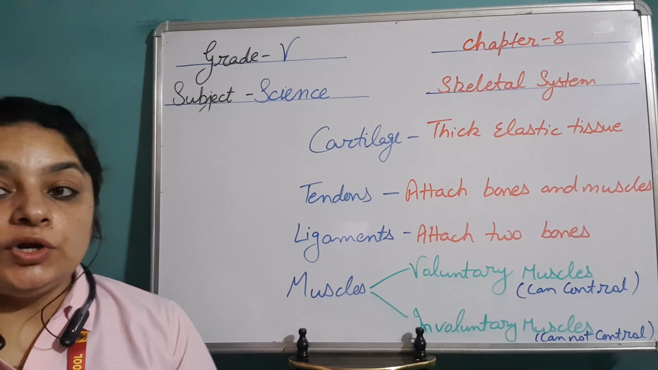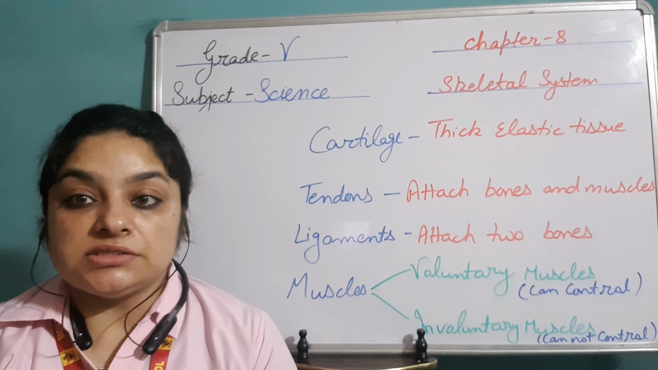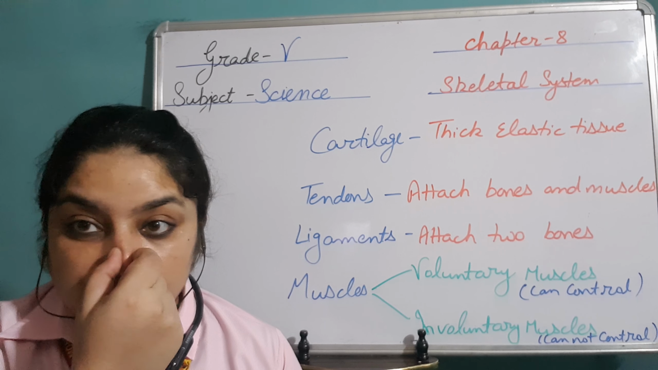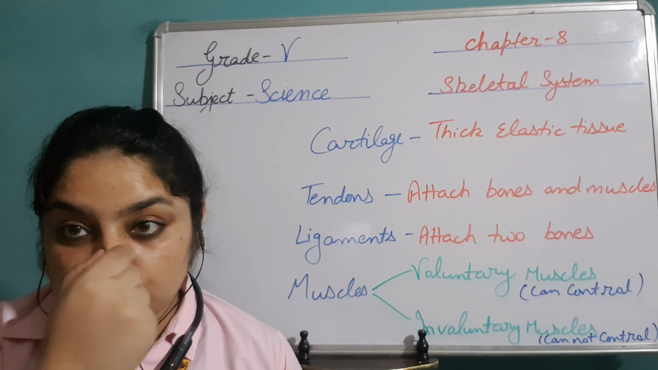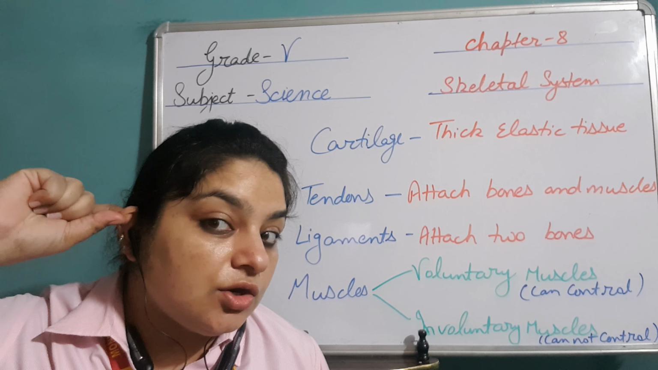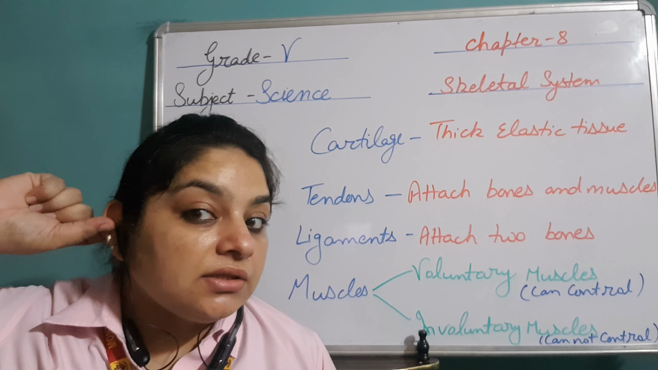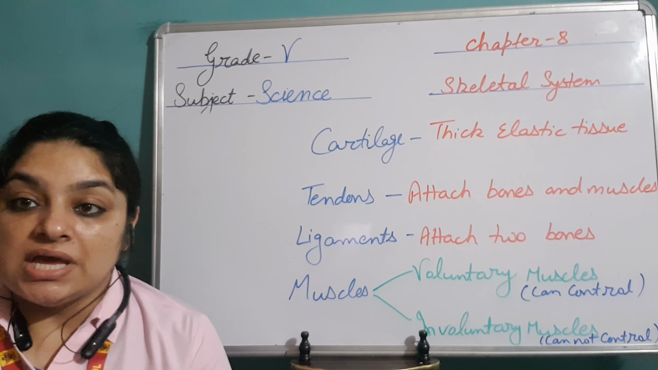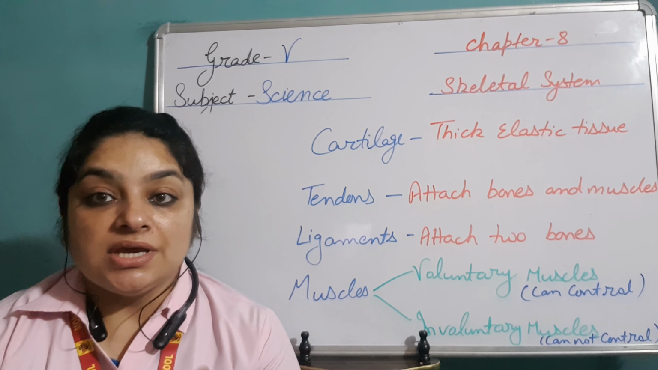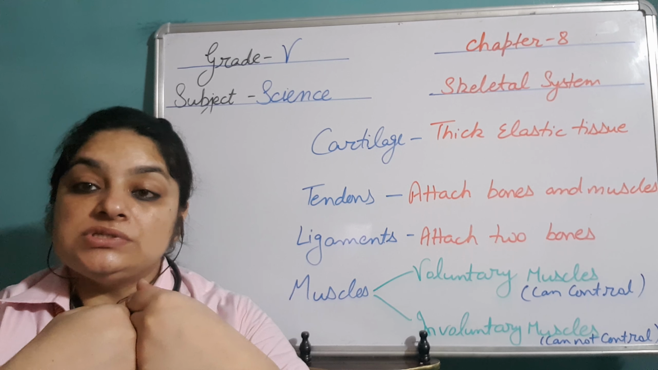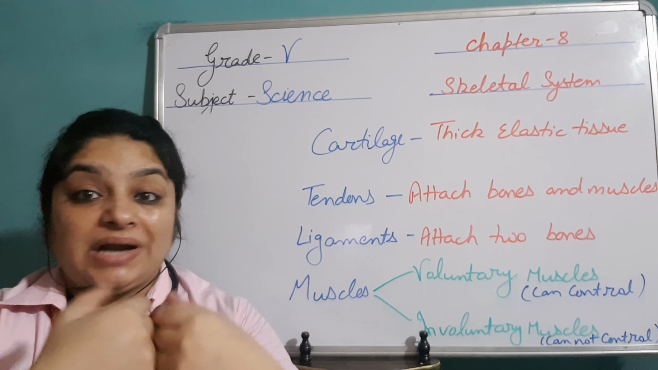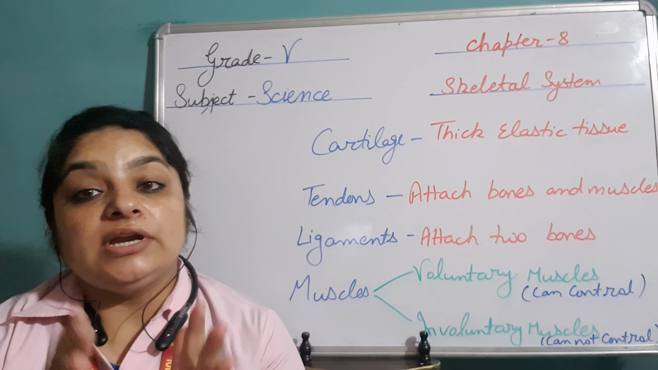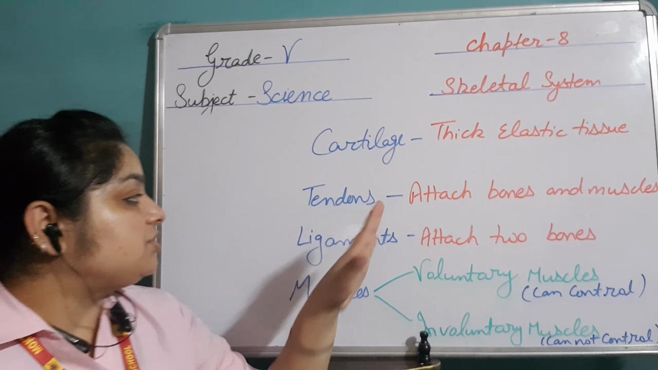Now, cartilage. What do you mean by cartilage? Cartilage is a thick elastic tissue which is present in, for example, our nose. You can feel this one is soft. Here is bone, but here cartilage is present in the ear lobes, right? Touch it. These are made up of cartilage, and it is also present in between the bones. If cartilage is not present, then what will happen during movement? Bones will rub against each other, but cartilage protects the bones from rubbing against each other, and it also protects the bones from damage.